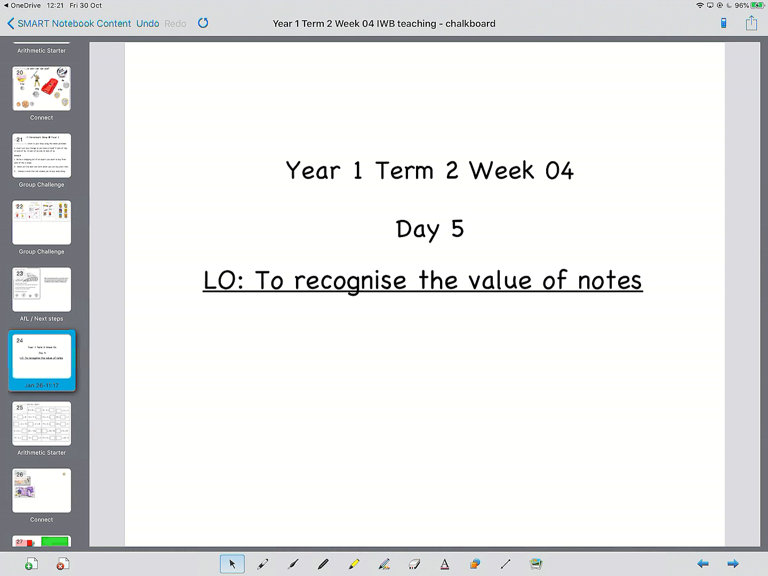Good morning, year one, and welcome to our last day working with money. Today, we're going to be going to much bigger values, and we're going to be using notes instead of pounds and pence. So, that's going to be quite exciting because you're going to learn the three main notes that are used in this country. But before we do that, we've got our final arithmetic test for the week.